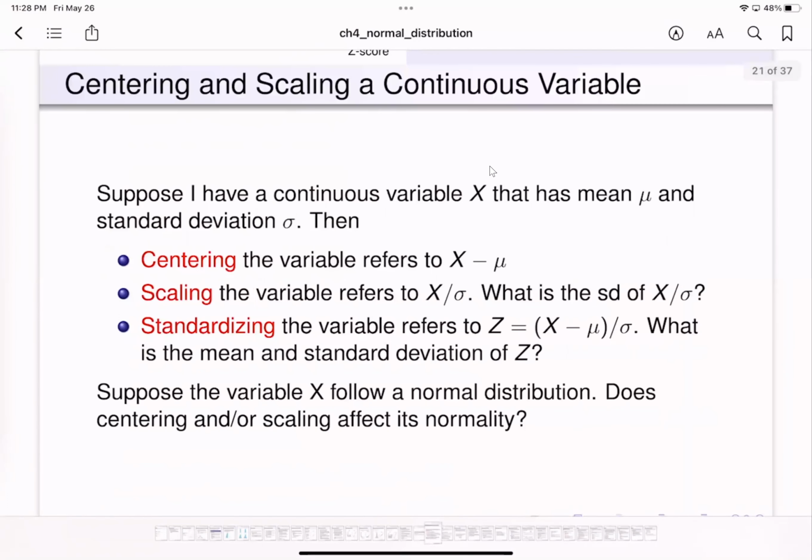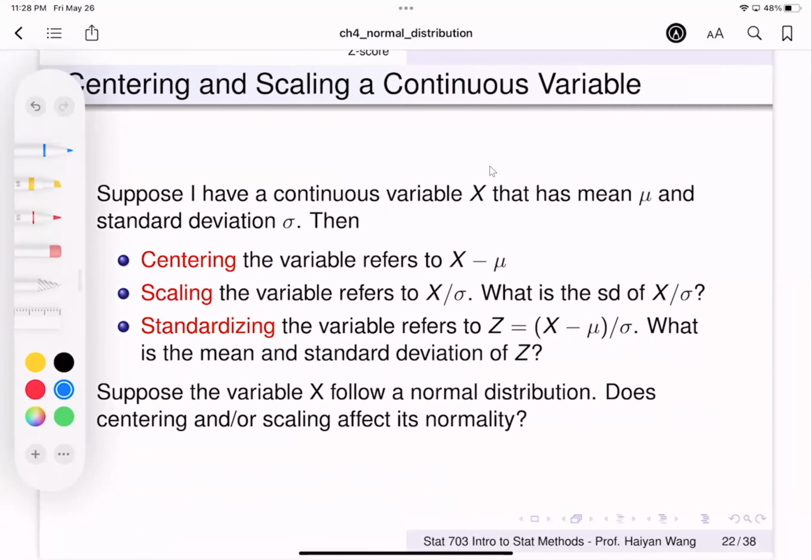So let's see. Standardization involves centering by subtracting the mean, and then dividing by the standard deviation is scaling, and if we put them together it is standardizing. Once we do the standardization, this z represents how many standard deviations x is away from the mean.